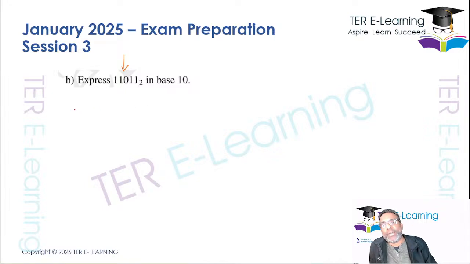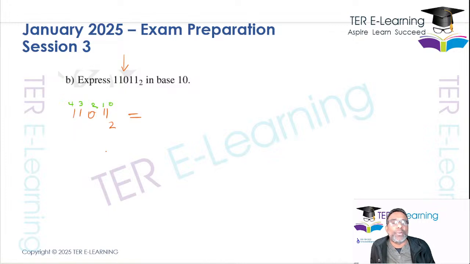But this one here, we have 1, 1, 0, 1, 1, and we're dealing in base 2 here, and you want to write that in base 10. So here's how you do this. The first thing I would do is to put small numbers on top here. I'm going to start with 0, 1, 2, 3, and 4. Now here's why that is important.